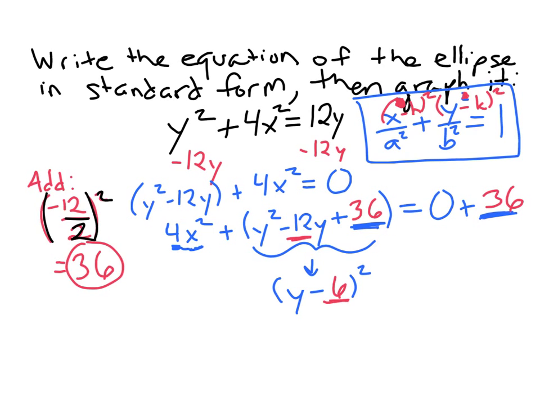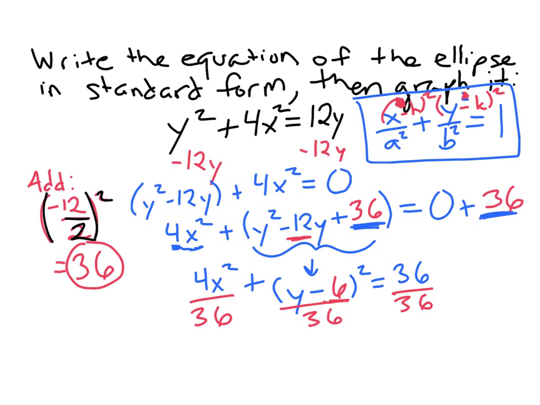Like I said, we're going to leave the 4x squared alone for now, but we're about to do something about that. Equals 36. So one other thing about the standard form, you always have a 1 on this side for the constant. So now we want to make this constant a 1, and we'll do that by dividing by 36, which is perfectly fine as long as we divide each part of this by 36.